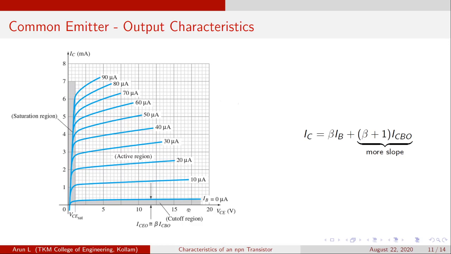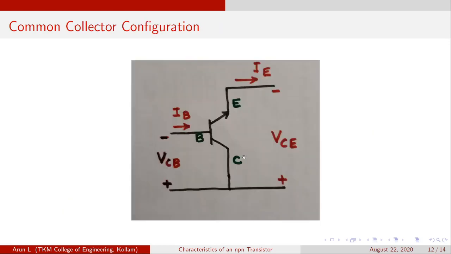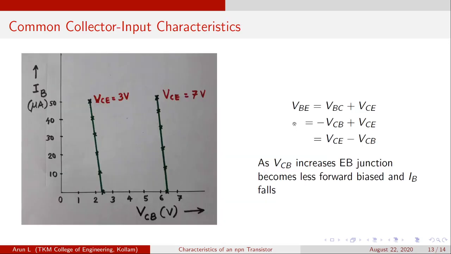And similarly here also you can identify three regions: active region, cutoff region, and saturation region in this graph. Okay. Now coming to the last configuration, this is common collector configuration. Here you can see collector terminal will be common to input as well as output, and our input voltage is VCB and input current is IB. So input characteristics will be between IB and VCB for constant VCE. That is shown on the next slide. So input characteristics is between IB and VCB for constant VCE.